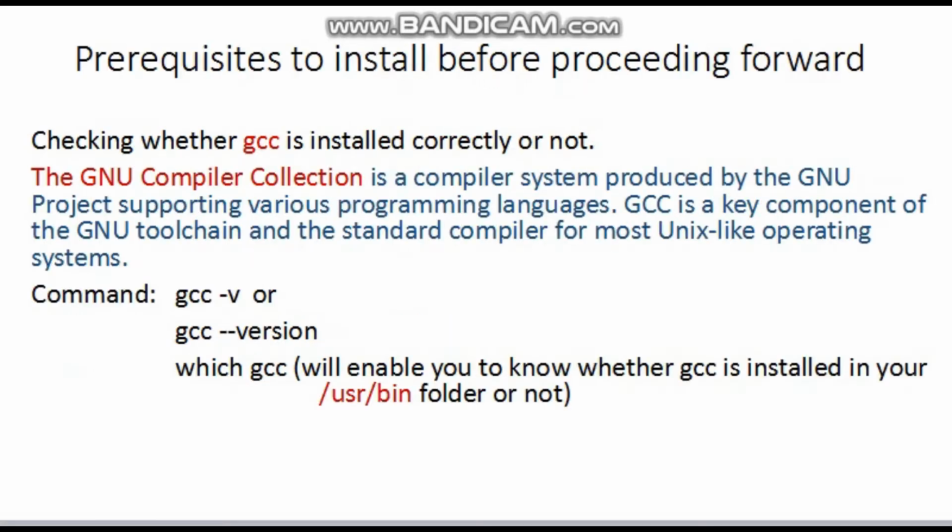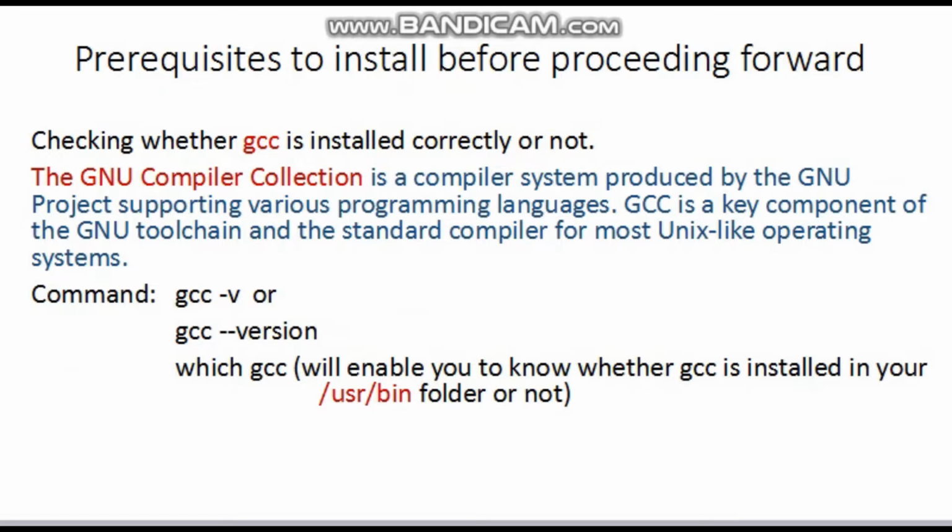Checking whether GCC is installed correctly or not. The GNU Compiler Collection is a compiler system produced by the GNU Project supporting various programming languages. GCC is a key component of the GNU toolchain and the standard compiler for most Unix-like operating systems. Useful commands: gcc -v, or gcc --version. This will let you know whether GCC is installed in your /usr/bin folder or not.